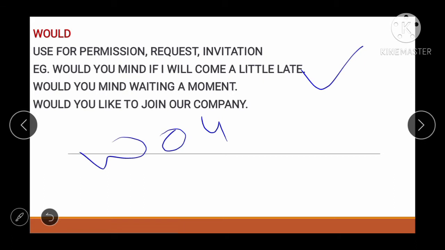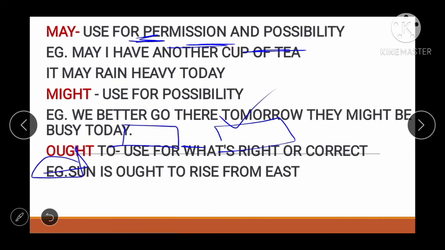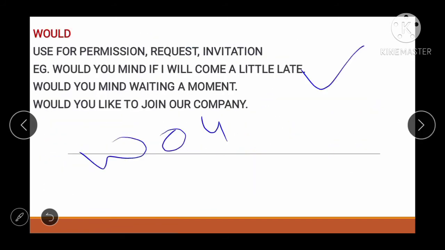Okay, next is for request. Would you mind waiting a moment? It's a request. Next one is invitation. Would you like to join our company? It's an invitation. All right, so we have completed the modal verbs. Hope you will practice the questions on modal verbs because it's an important topic according to the examination.